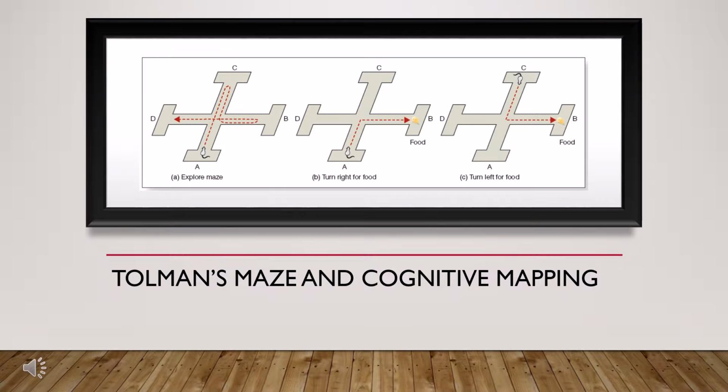The maze used by Tolman, in A, the rat initially explores the maze, and then B, the rat learns to turn right to obtain food at B when it starts at A. And then in C, when placed at C, the rat turns left to reach the food at B. And so in this experiment, precautions are taken to prevent the rat from knowing where the food is based on cues such as smell.